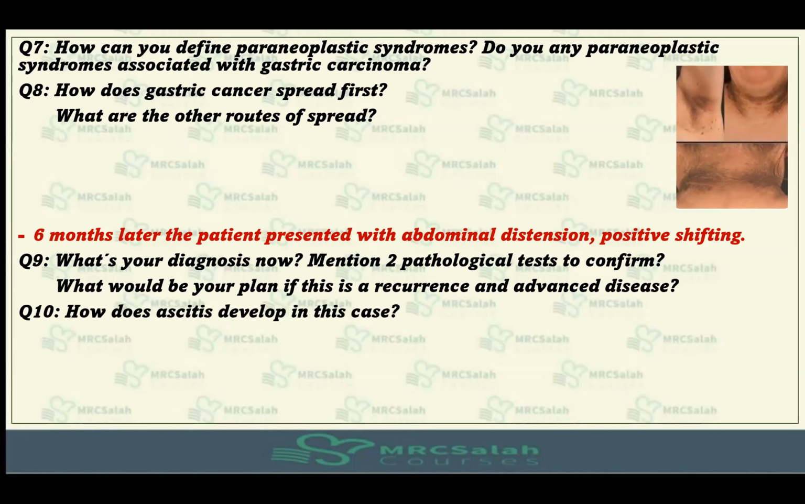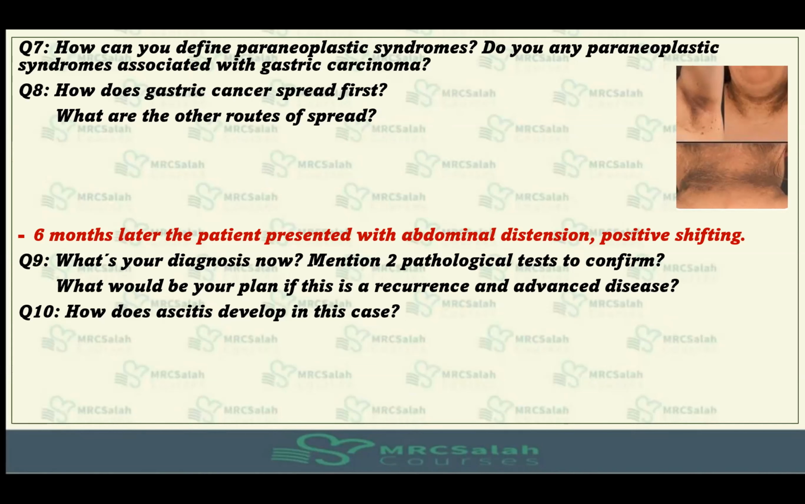Okay, how does ascites develop in this case? Hypoalbuminemia and increase in oncotic pressure. Hypoalbuminemia and what? Decrease in oncotic pressure. By the way, they are the same. Again, decrease also. Yes, you have increased hydrostatic pressure and decreased plasma oncotic pressure because of hypoalbuminemia. I just want to clear this point.